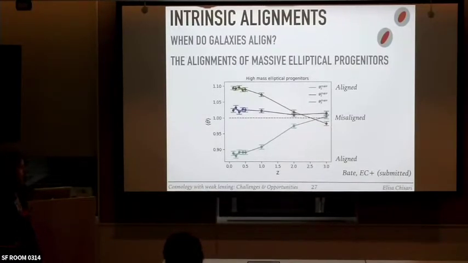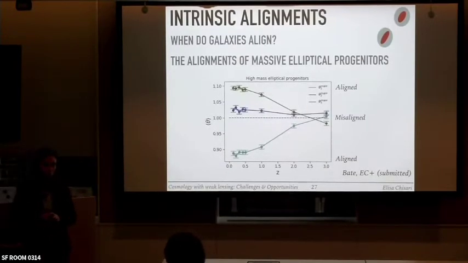And for the ellipticals that we know and love, because we know they're aligned at low redshift, we see that at high redshift there's very little alignment in the progenitors of today's elliptical galaxies, and they grow their alignment with redshift towards redshift 0, and they kind of settle around this redshift range between 0 and 0.5. And these are direct alignments with the tidal field of the large scale structure that we're looking at.